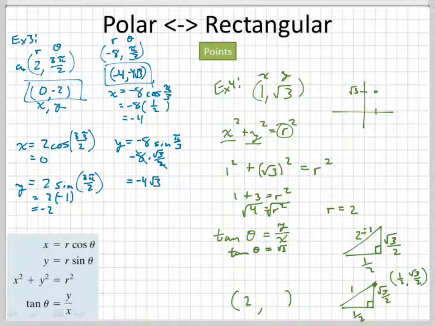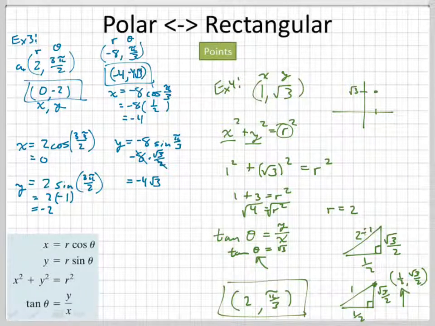And hopefully that jogs some kind of memory. Cosine of this theta right here is going to give us 1/2. And the sine of the theta is going to give us rad 3 over 2. And so what theta gives you those values for sine and cosine? That is pi over 3. So there you have it. Those are your polar coordinates for this rectangular set of coordinates.